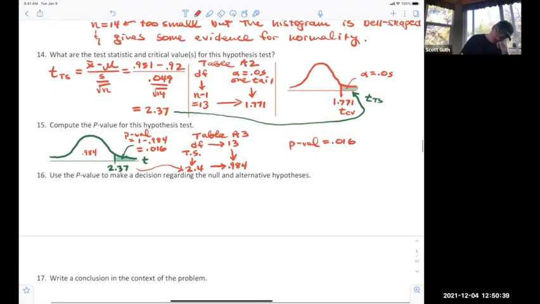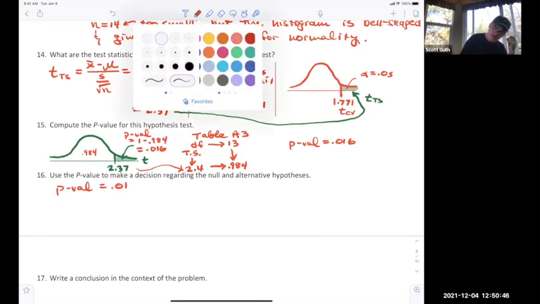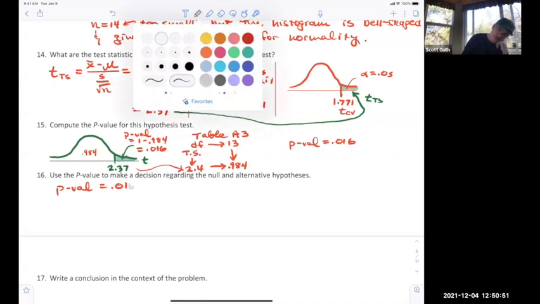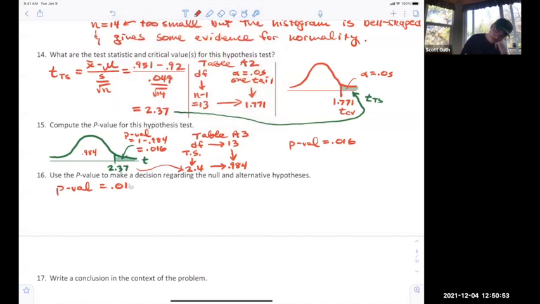Okay, and then we make our decision. So the p-value is 0.016, and we're comparing that to the 0.05, which is our alpha. 0.016 is less than 0.05. And as we've said many times, less means reject the null hypothesis and support the alternative. These go together.